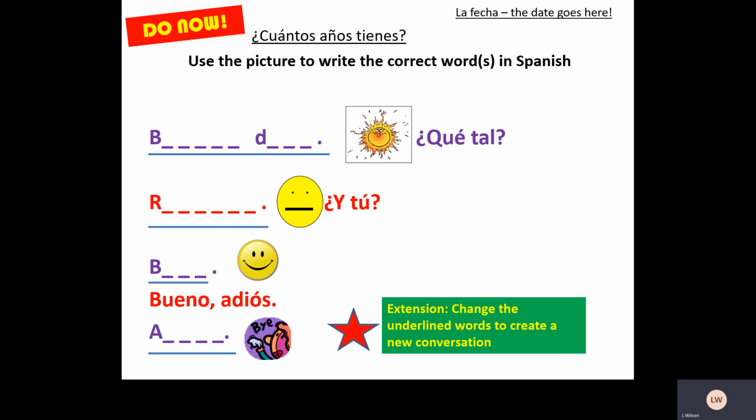Bueno, las respuestas. Número 1, buenos días. En inglés, buenos días es good morning or good day. ¿Qué tal? Regular. So I'm okay. Y tú and you, bien, which means good. Bueno, adios. Adios. Goodbye. Just make sure that you've got all those words written completely correctly on your sheet. And don't forget those accents.